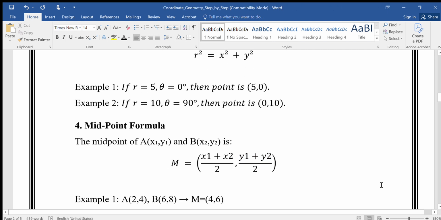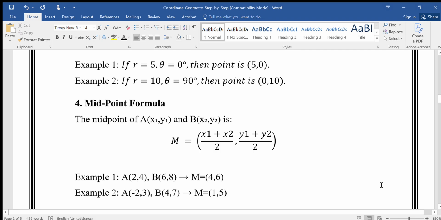A is equal to (2, 4) and B is equal to (6, 8). The midpoint is (2 plus 6) divided by 2, (4 plus 8) divided by 2, that is 8 divided by 2, 12 divided by 2. So midpoint is equal to (4, 6).